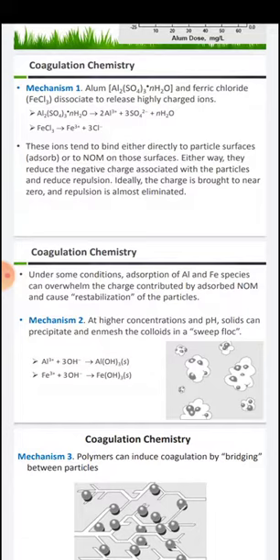Double layer compression is first, then charge neutralization is the second option, entrapment in a precipitate is the third option, and interparticulate bridging is the fourth option, with the help of which we can coagulate the colloidal particles.